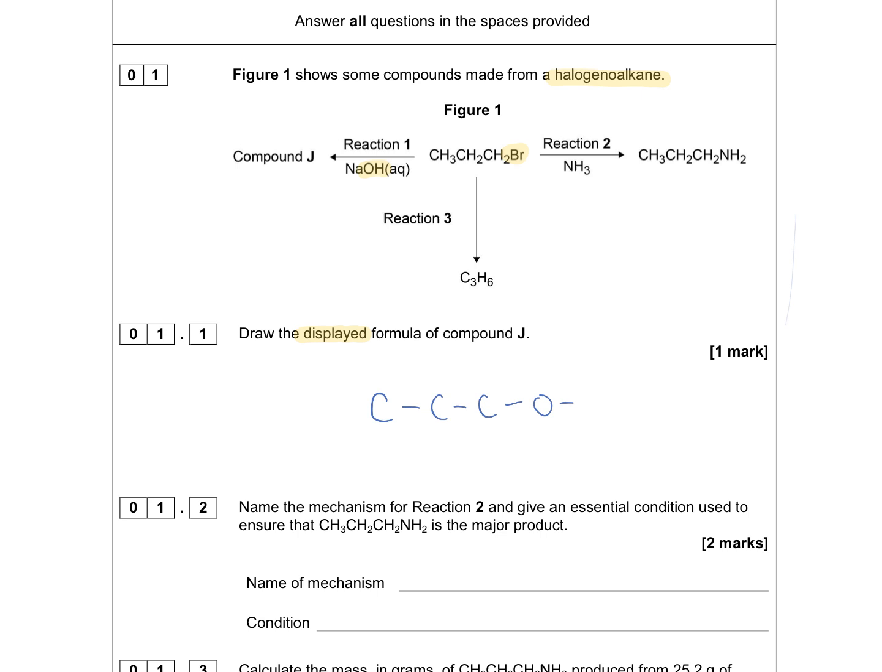Now it's asked for a displayed formula. The thing to watch out for is making sure you show every single covalent bond, including the one between the oxygen and the hydrogen. You would lose the mark if you didn't show every single bond.